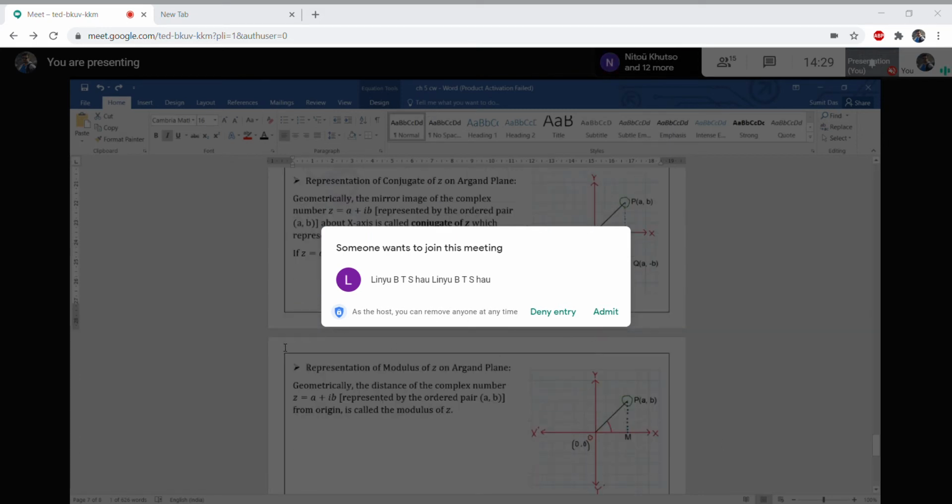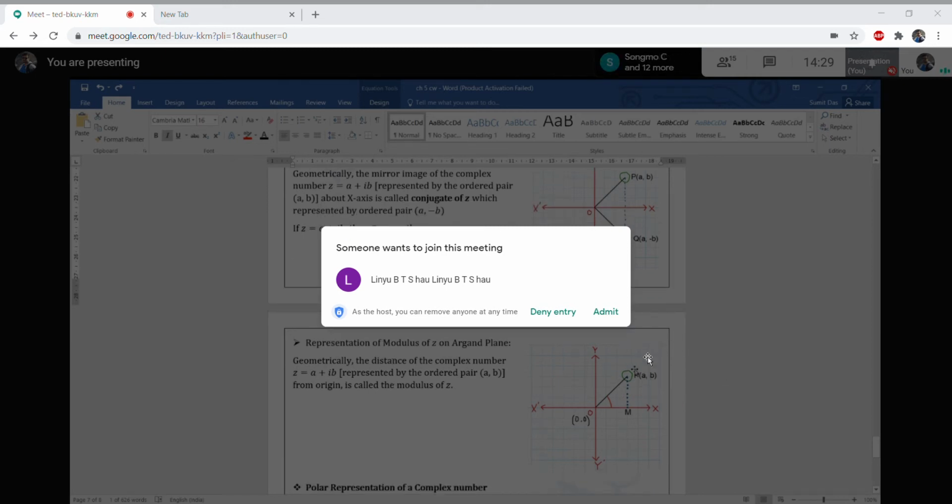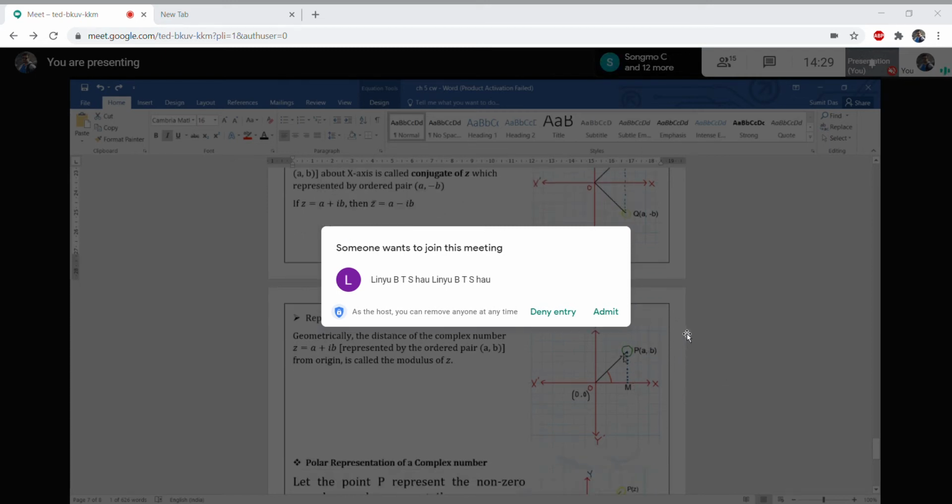And what is the modulus? Modulus also we learned as a definition. But what is modulus? Modulus means geometrically the distance of a complex number. You can see the complex number is here, P equal to a comma b, which is actually z. The distance of this complex number from the origin is called the modulus. From the origin, this distance is called the modulus.